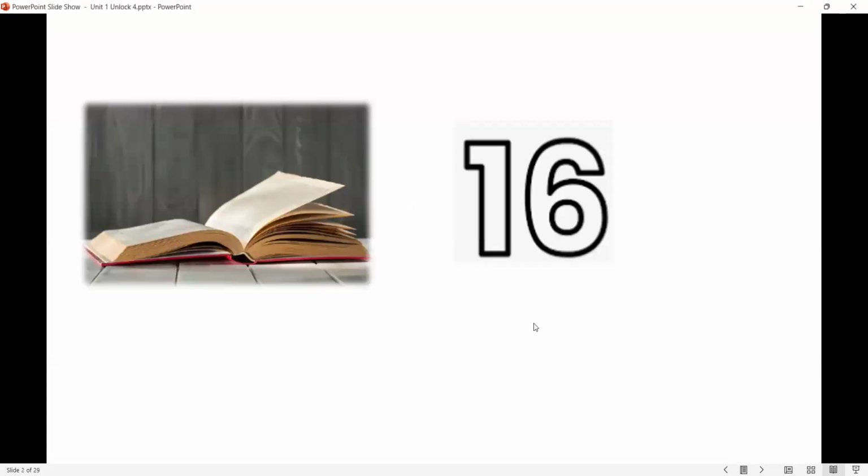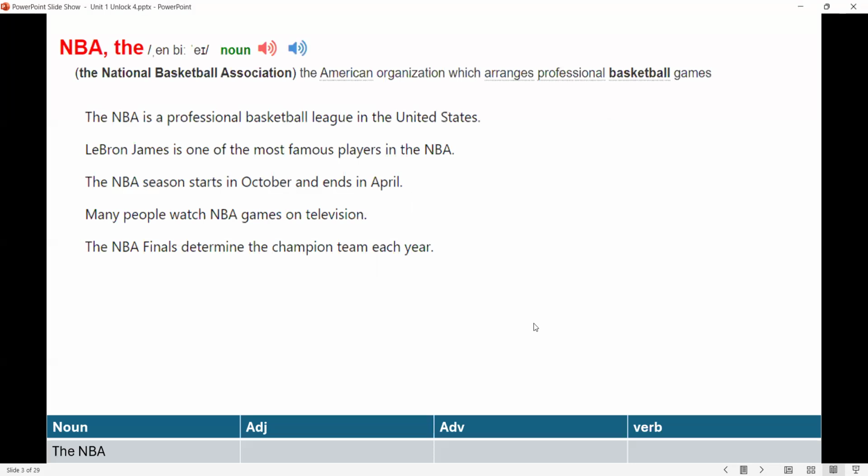Let's begin. Page 16. The NBA. The NBA stands for the National Basketball Association. It is the American organization which arranges professional basketball games. I only read one or two of the sentences. You can pause the video, read the rest by yourselves, and then listen to the rest.